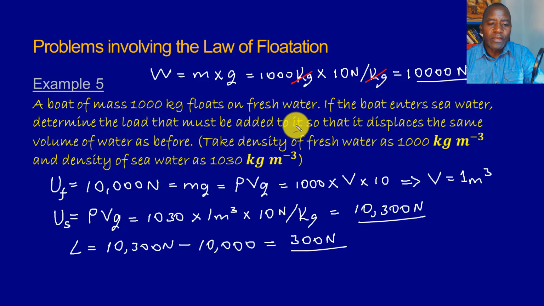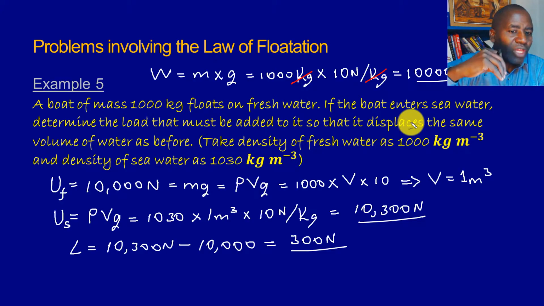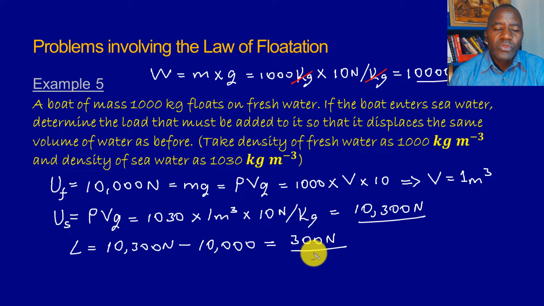All you need to realize here is that in seawater, the density is higher, and therefore, if no load is added on the boat, the volume of the seawater that will be displaced will be less. But we've been given a condition in this question. We've been told the volume of the seawater displaced must be equal to the volume of the fresh water that was displaced. So how much extra load must be added onto the boat so that that condition is fulfilled? The extra load must be 300 newtons.